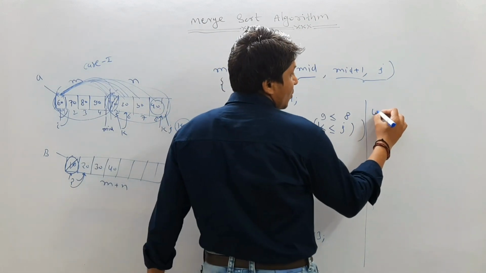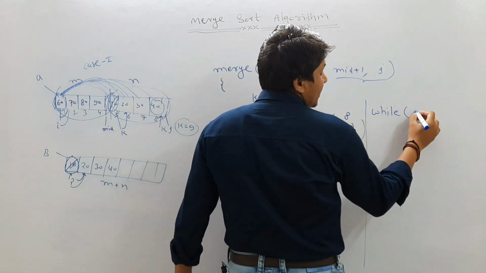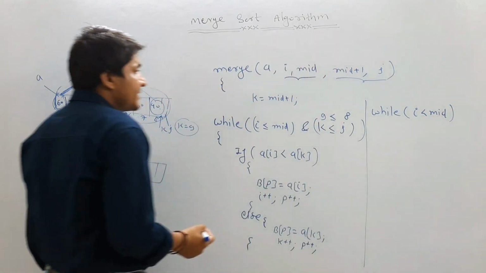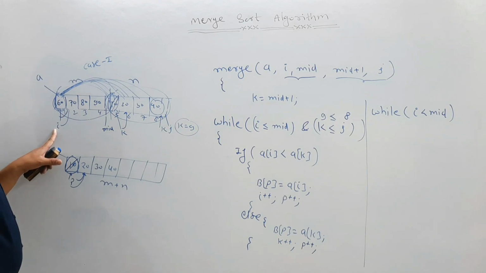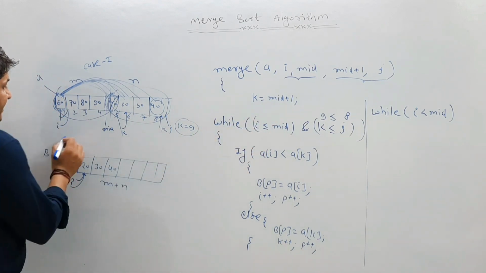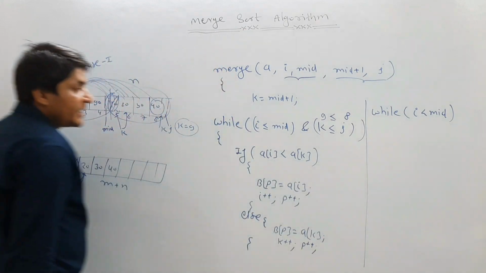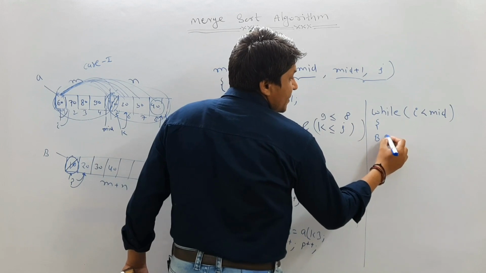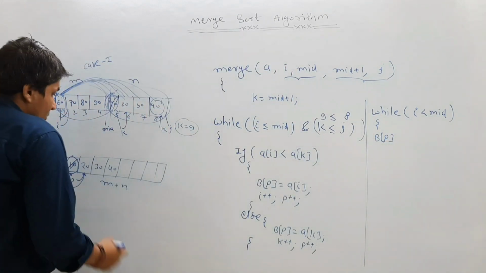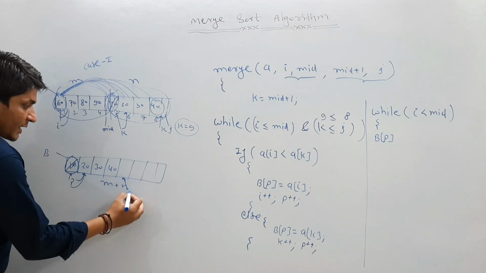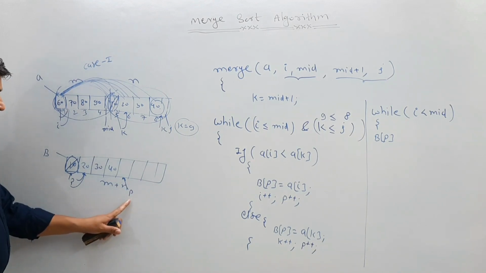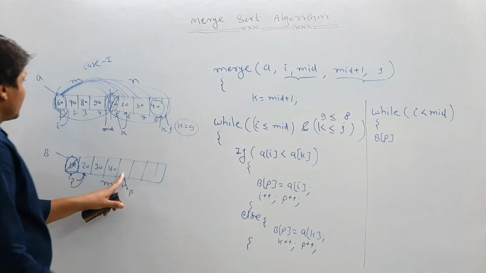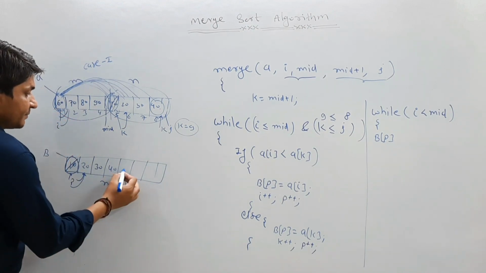Now see, while I less than mid. If this condition is true, what is the value of I? 1, and mid is 4. So 1 less than 4, the condition is true. It means we can copy the contents into B. So B of P equal to A of I. B is pointing here now, correct? P is pointing here because you have already copied 4 elements, so P is pointing to the next location. Now you want to copy A of I, which is 60, correct?